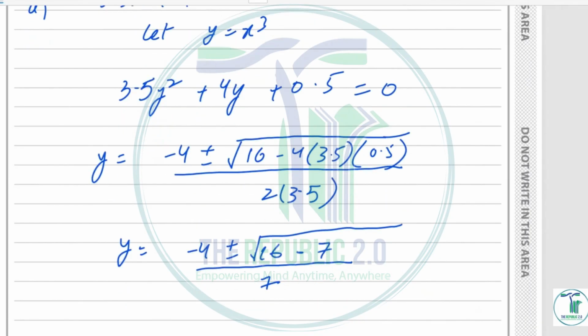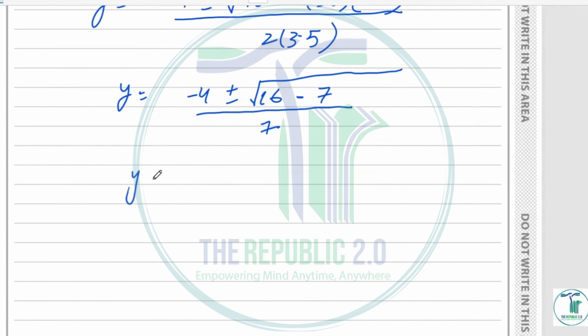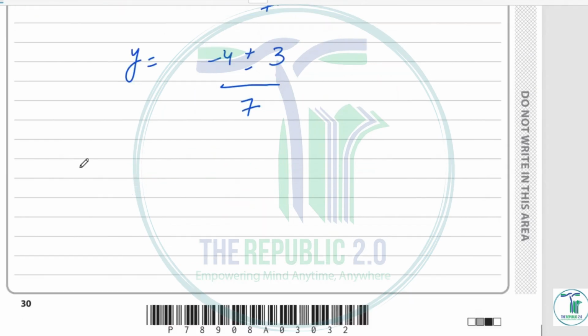So now, by solving this down, negative 4 plus or minus, 16 minus 7 has to be 9, and the square root of 9 has to be 3, divided by 7. So the two answers of y that I must have are negative 4 plus 3, which is negative 1 upon 7, and the other answer for y, negative 4 minus 3, should be negative 7 upon 7, and that should be negative 1.